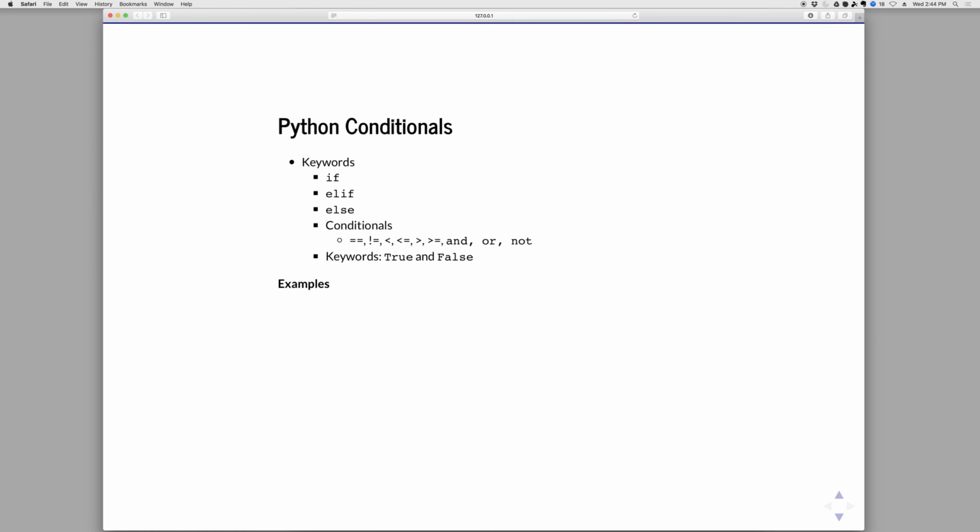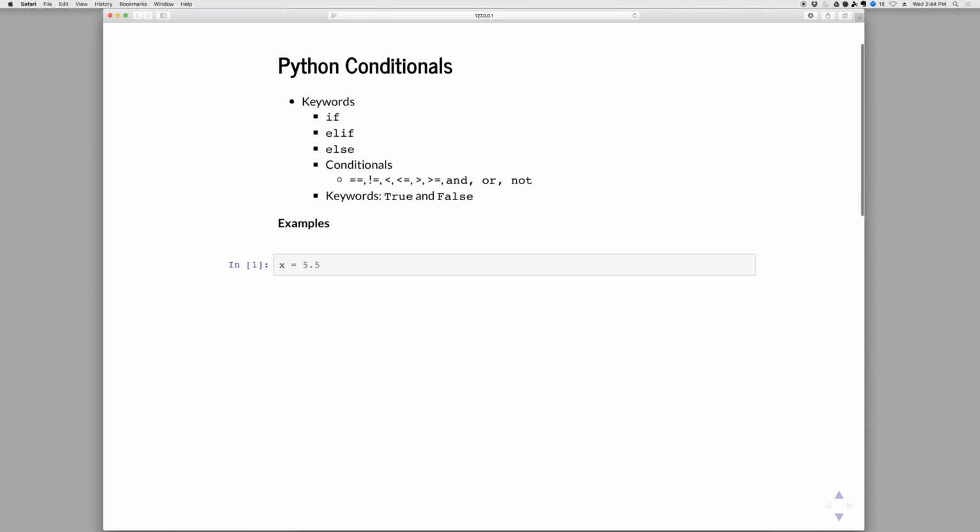We don't use a single equal to test if something is equal to something else. We use the double equal. A single equal sign is usually used for assigning a variable to another, and here we want to test whether one thing is the same as another, and for that we use the double equal. The exclamation point equal is not equal. Then we have less than or equal, greater than or equal, and then keywords and, or, and not, which also work. In addition, there are two keywords, true and false, that we can use.